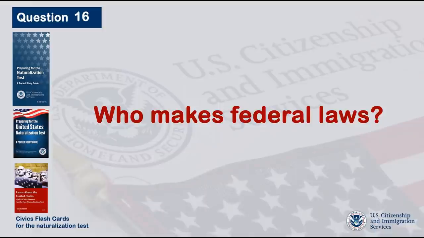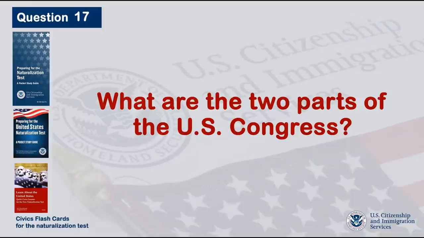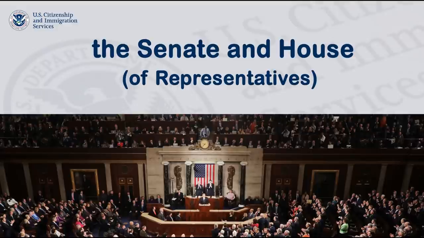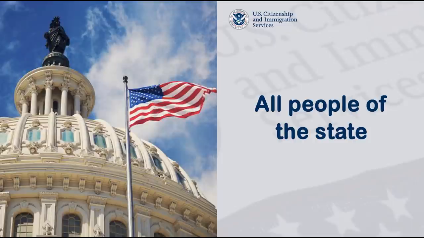Who makes federal laws? Congress. What are the two parts of the U.S. Congress? The Senate and House. Who does a U.S. Senator represent? All people of the state.